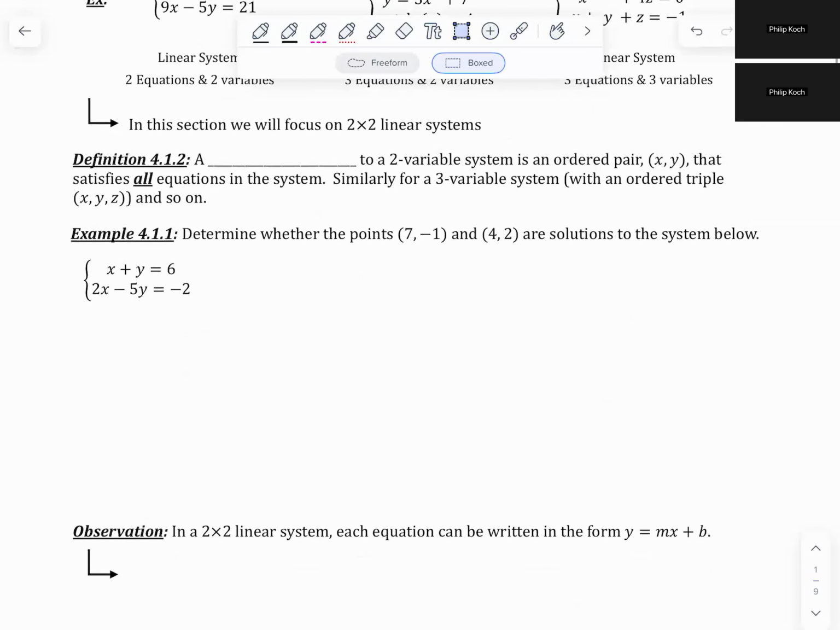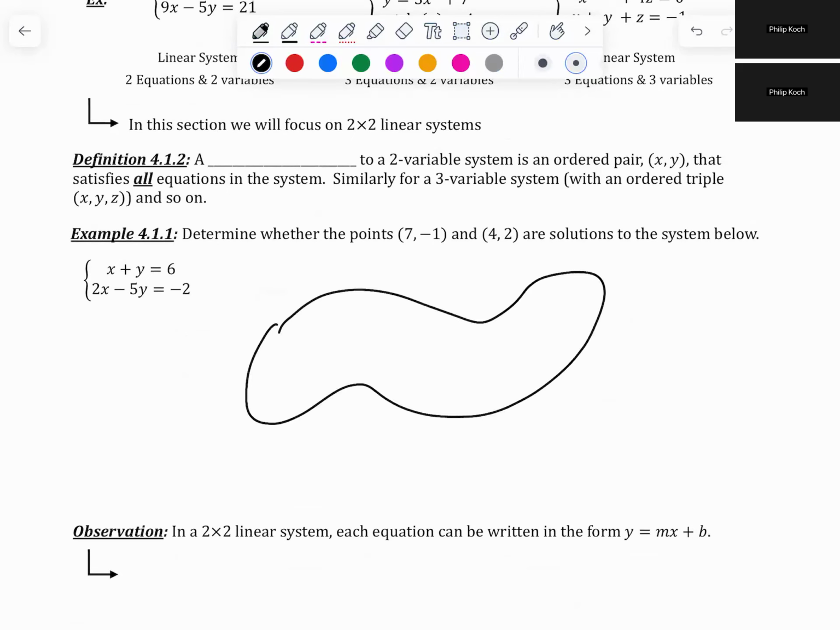For example, what you'll see in Calc 3 is you'll see a surface like this. Yes, I know it looks like a jelly bean. Well, not like one of those trolley worms or whatever.